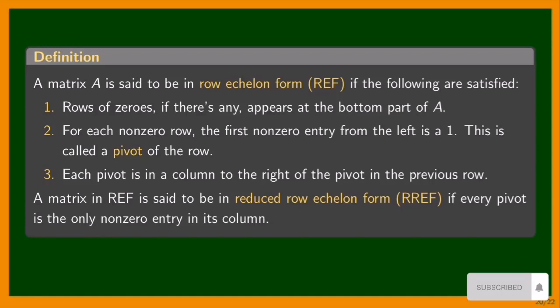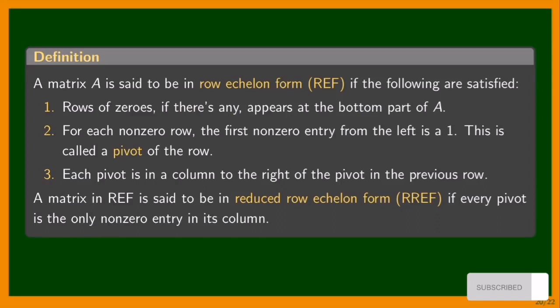Number 1, rows of zeros. Kung meron mang row na puro 0 ang laman, dapat, if there's any, they should appear at the bottom part of the matrix. I think you know which one is the bottom part, na yung nasa baba. Para naman sa bawat non-zero row, for each non-zero row, the first non-zero entry from the left must be a 1. Ito yung pivot na tinatawag natin kanina. Alright? For each non-zero row, pag ang row may non-zero element, at ang kauna-unahang non-zero element from the left must be a 1. And this one is called the pivot of the row.